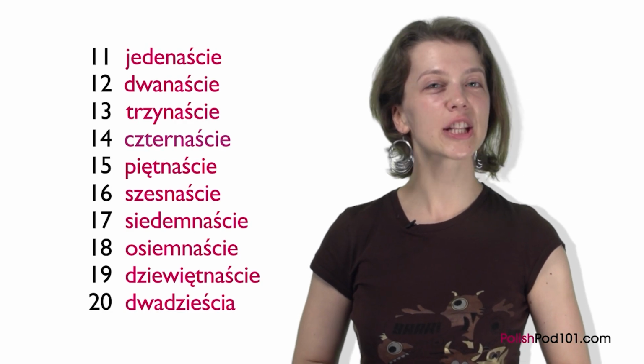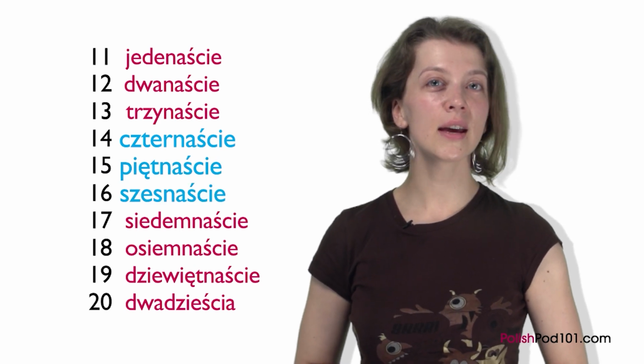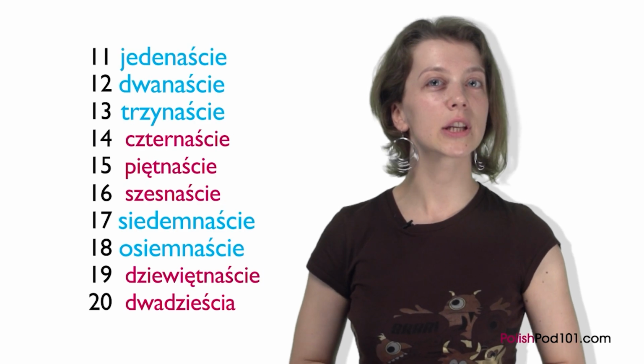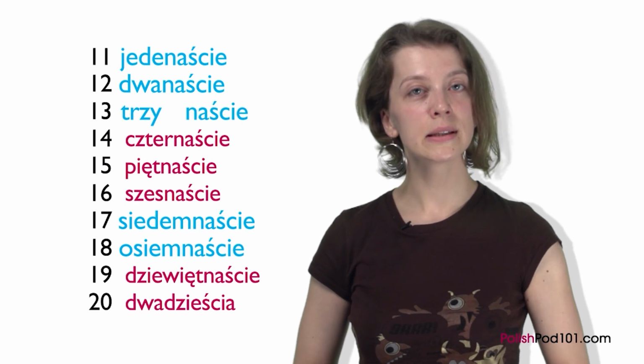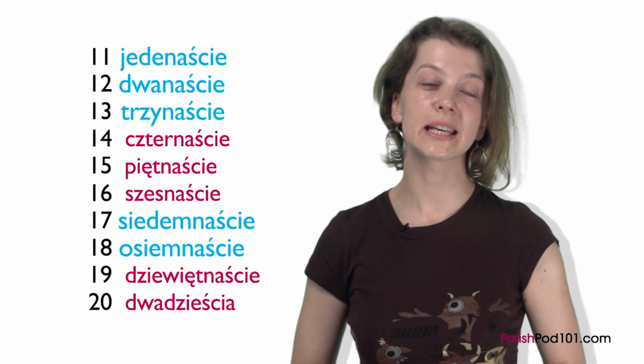These numbers may seem harder to remember, but you really just have to memorize 14, 15, 16, and 19. The rest of them are just compounds of a digit and naście, like 3, naście, 7, naście. Easy, isn't it? Let's not stop at 20. Counting to 100 is super easy. Now I'll give you the tens.